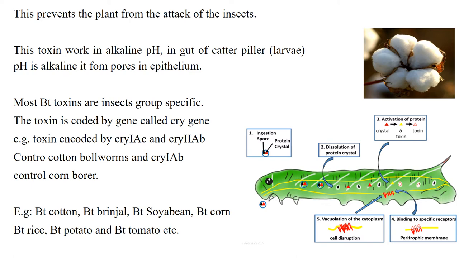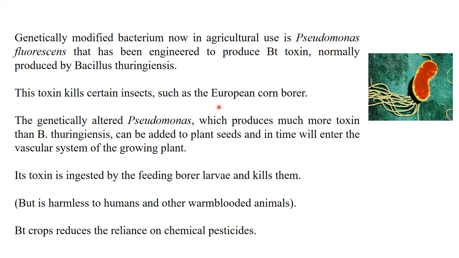We have a new type of the bacteria that is called Pseudomonas fluorescens. It is also genetically modified bacteria used in the agriculture. This bacteria, Pseudomonas fluorescens, has also been engineered or modified by using BT toxin that normally produced by the Bacillus thuringiensis. जो Bacillus thuringiensis का gene है, वो हमने Pseudomonas fluorescens में introduce कर दिया. Why? Because it is responsible for the to remove or to kill the insects that attack on the roots.